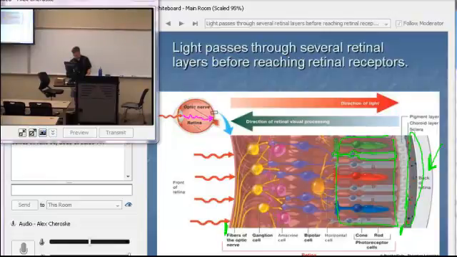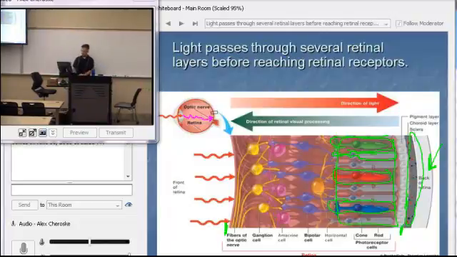And then here's a cone. And you can see that there's three different types of cones. You see there's green cones, and red cones, and blue cones. Okay? So there's only one type of rod, and they're all shown in gray, and there's three different types of cones, and there's millions of these cells all around the retina.